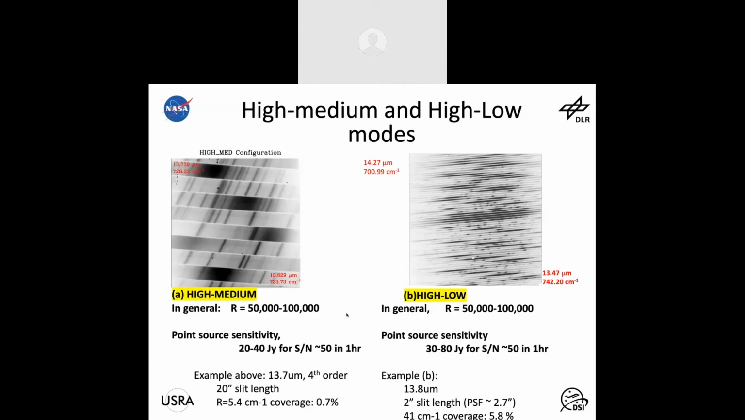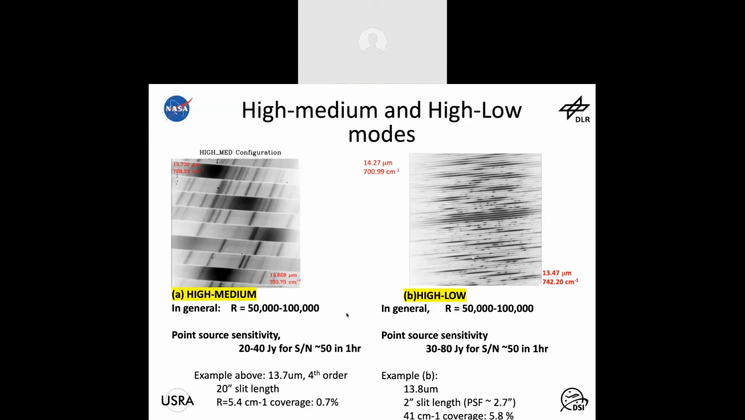And the images that I show there are what you see in the detector of exactly the same spectral region, around 13.5 microns. But you see that the high-medium is getting only 8 orders of coverage across the detector, but it's maximizing the length of the slit. Whereas the high-low mode is getting about 60 orders of coverage simultaneously, but the slit is very short. And in numbers, it's a 20 arcsecond slit on the left, and it's a 2 arcsecond slit on the right.